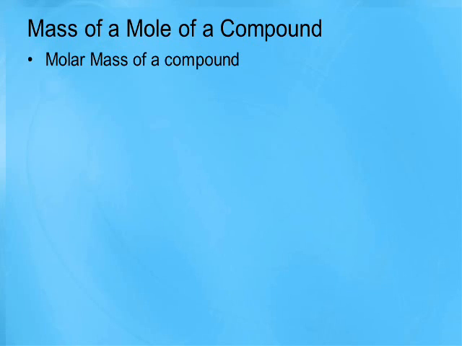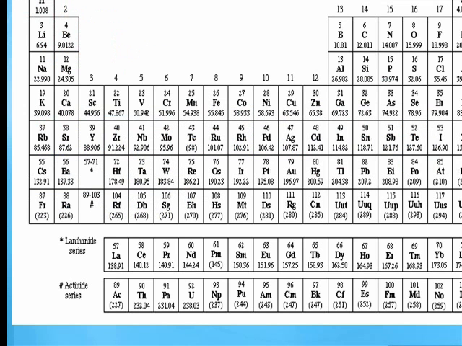So let's look at the mass of a mole of a compound, or the molar mass of a compound, such as the mass of a molecule, like water, or the mass of a formula unit, like sodium chloride. So this is really just looking at the mass of a compound, such as water. It's very easy. We just have to look at our periodic table here. So what is the mass of water? Well, we've probably done this already.